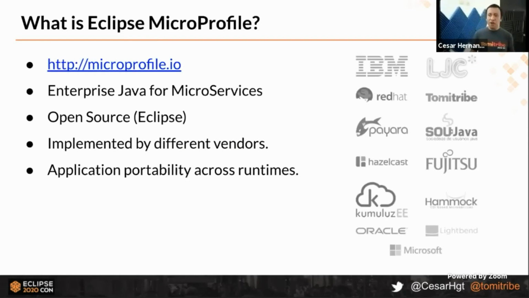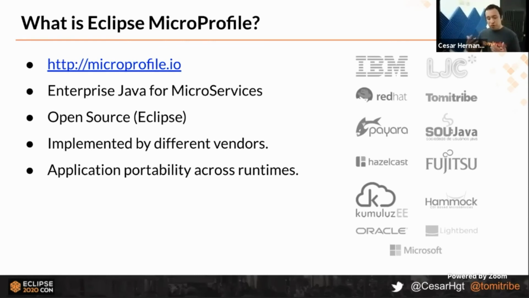For MicroProfile, that's the second example of an open source project. MicroProfile is basically, if this is the first time you're hearing about it, Java Enterprise ready for microservices. It's like an extension, as some like to call it, for microservices from the Java EE, or now Jakarta EE, point of view in terms of the platform.